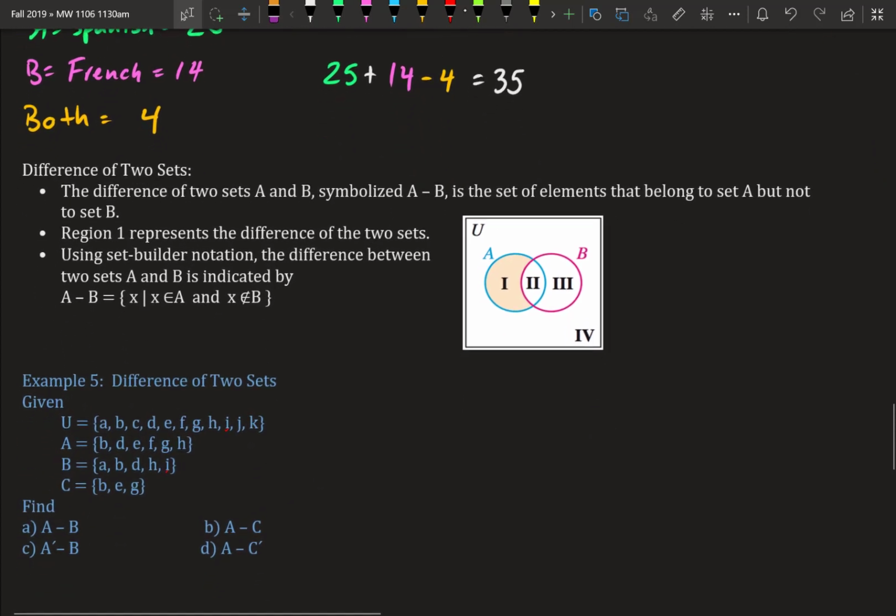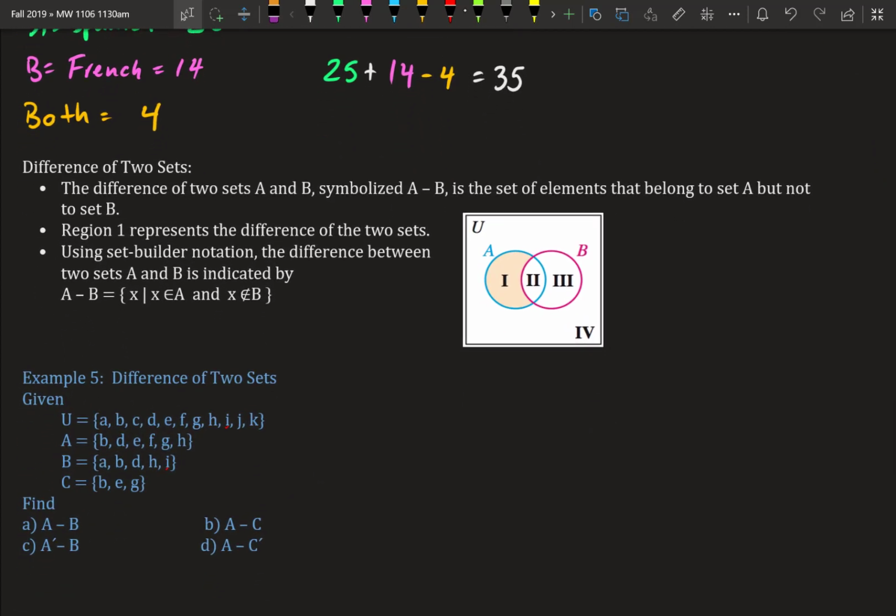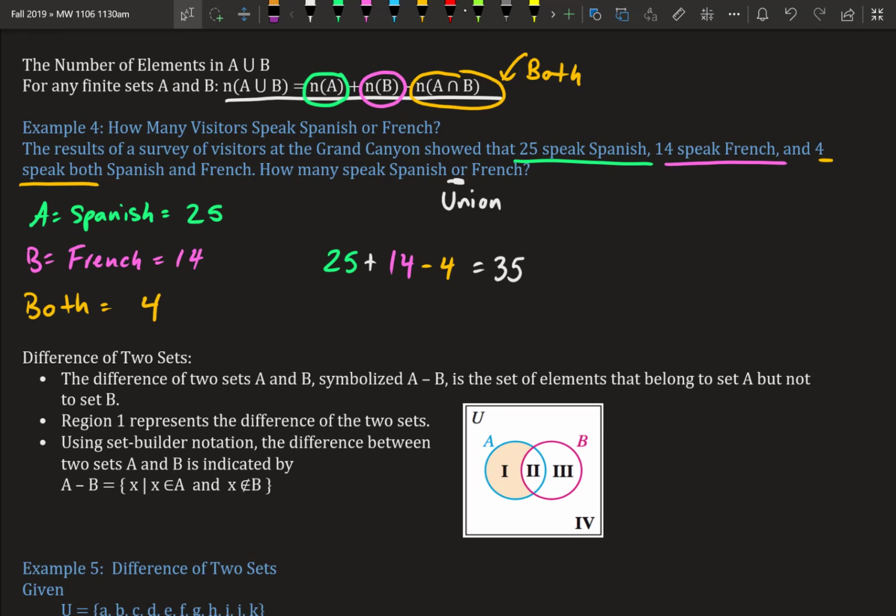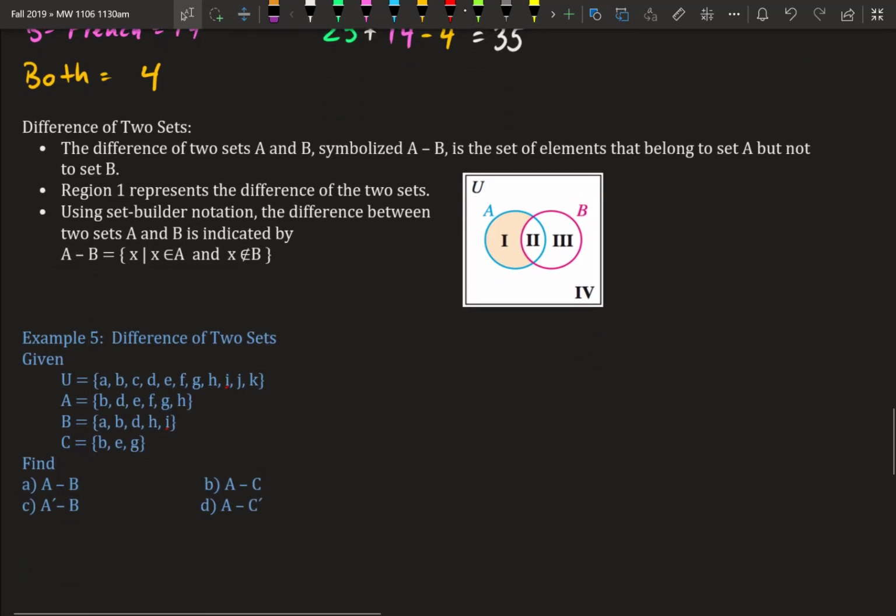All right, difference of two sets. We'll talk way more about applications of sets in the coming chapters, or sections. The difference of two sets A and B, symbolized capital A minus capital B, is the set of elements that belong to set A but not to set B. So region 1 represents the difference of the two sets. Using set builder notation, the difference of A and B is the set A minus B equals x such that x is an element of A and x is not an element of B.